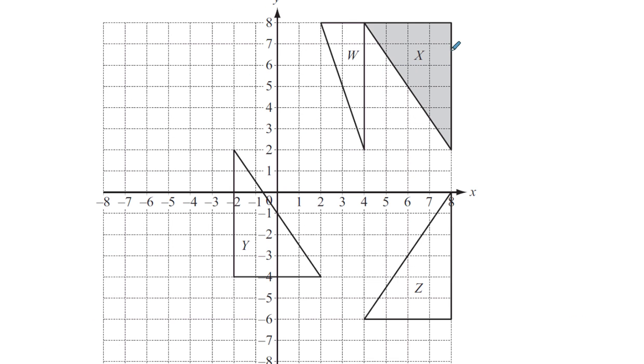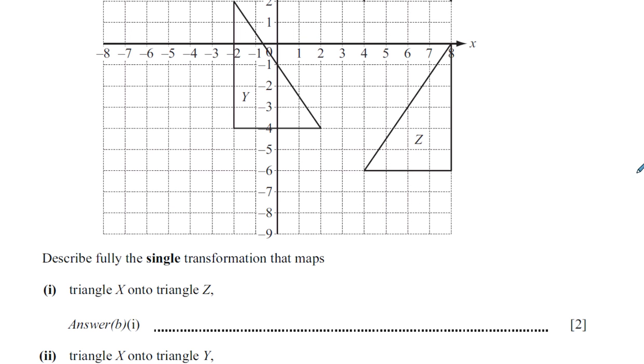Now if you look at X and Z, it's pretty obvious that it's a reflection. You can see that every point has been reflected vertically downwards. If you want to describe a reflection, you've got to mention two pieces of information. You've got to mention that it's a reflection, so we can write down reflection. That's one mark. If you just write reflection, you just get one mark. Of course, you have to describe the reflection.